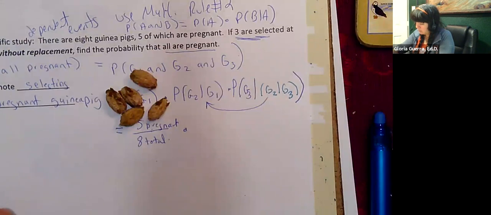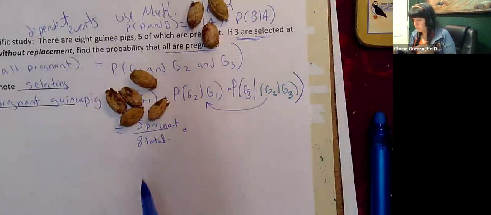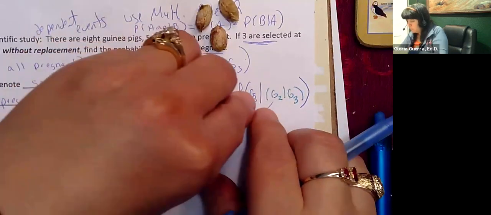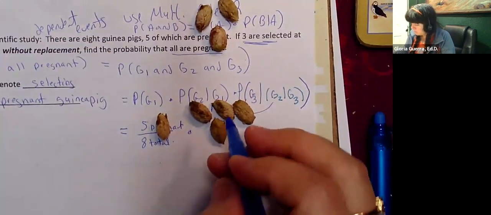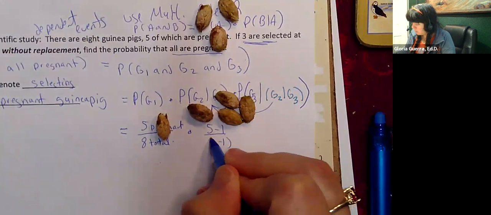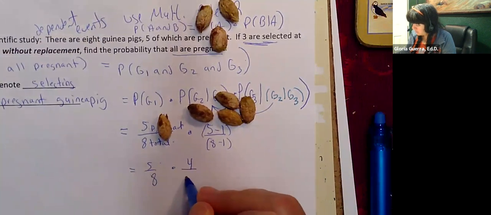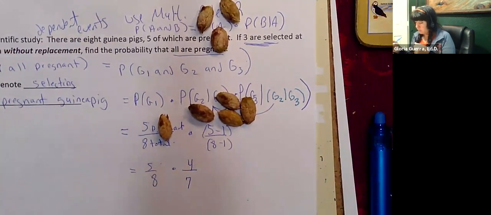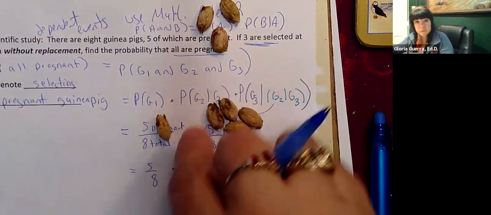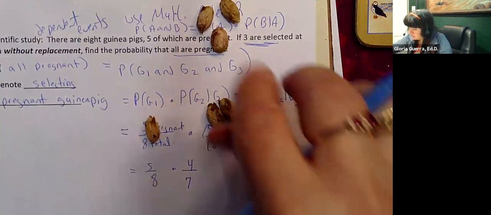5, 6, 7, 8. So you've got these 1, 2, 3, 4, 5 guinea pigs. And then you're going to select one. Now you're left with 4 of them. So this is going to be 5 minus 1 over 8 minus 1. 5 over 8 times 4 over 7, because 4 being 1, 2, 3, 4. You've taken this one away. That was used for this first selection. And here are the other 3 back here.